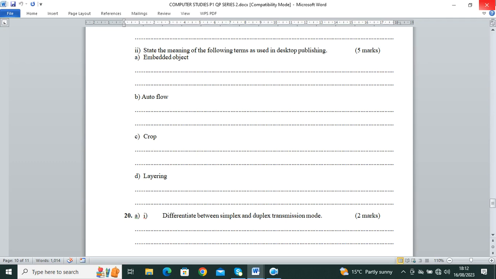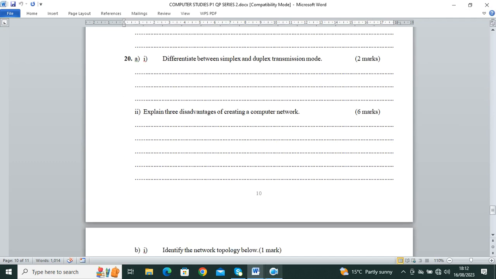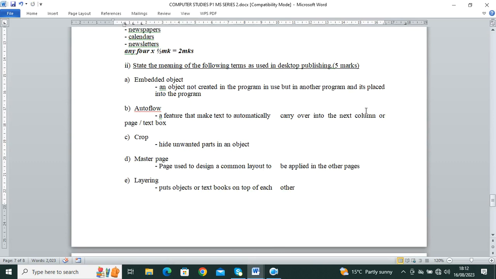You can identify the toolbox of Adobe PageMaker and the toolbox for Microsoft Publisher. You can be in a position to identify the crop tool, the toolbox, the outer shapes, etc. So state the meaning of the following: embedded object, out of row, crop, layering. So that is question number 19 as we go to the end of our paper. So guys, an embedded object is an object not created in the program in use, but in another program, and it's placed into the program. For example, if I import my passport that is in Microsoft Image Viewer or Paint to Adobe PageMaker or to Publisher, then that becomes an embedded object.